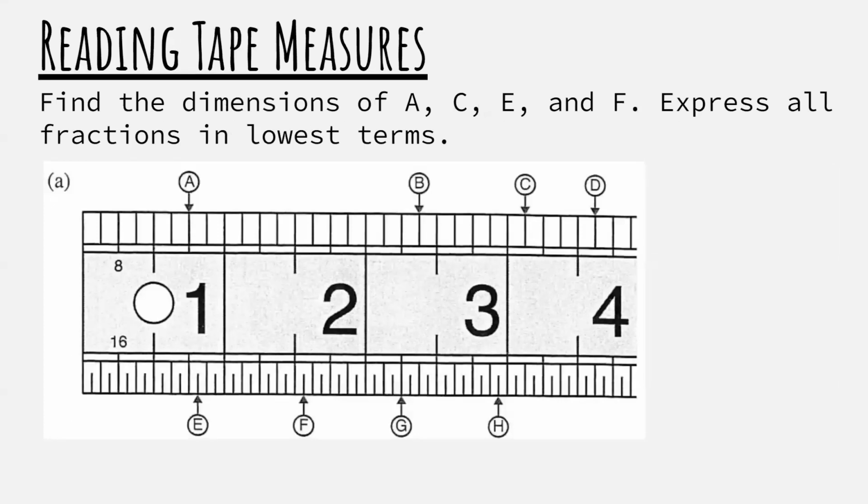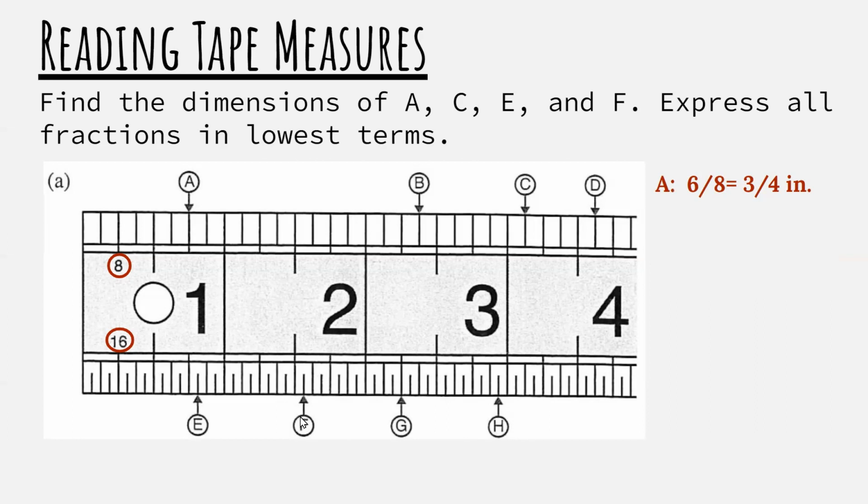Reading tape measures. We're going to do just A, C, E, and F. And we're going to make sure to express all of our fractions in lowest terms. The first thing you want to make sure you look at is we've got a little 8 and a little 16. That tells you what the smallest divisions are for the top and bottom part of your tape measure. So the top part would be in 1/8 of an inch, and the bottom would be in 1/16 of an inch.